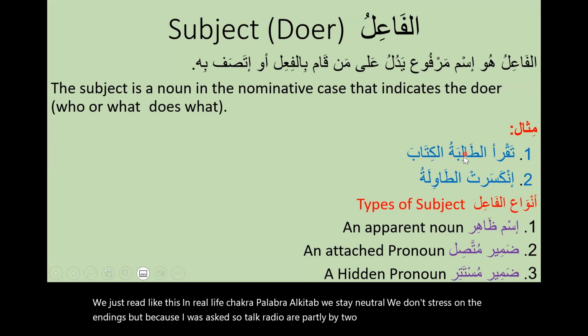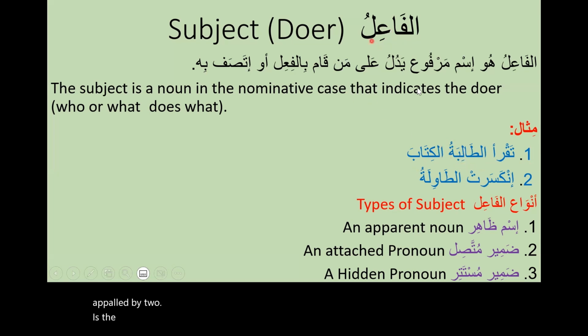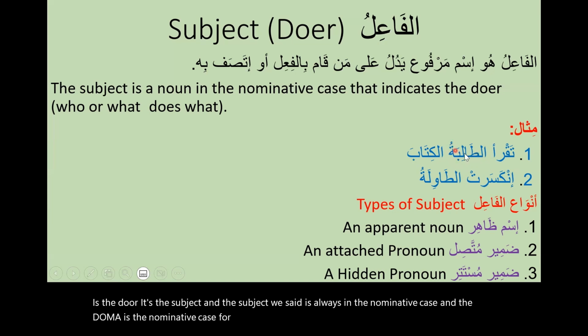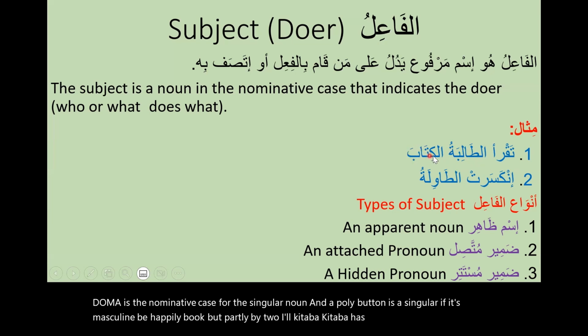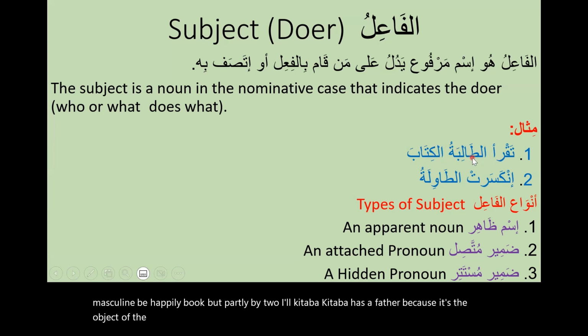So at-talibatu is the doer, it's the subject, and the subject, we said, is always in the nominative case, and the dhamma is the nominative case for the singular noun. And at-talibatu is singular. If it's masculine, it will be at-talibu, but at-talibatu al-kitaba. The kitaba has a fatha because it's the object of the sentence. We will talk about the object after this lesson.